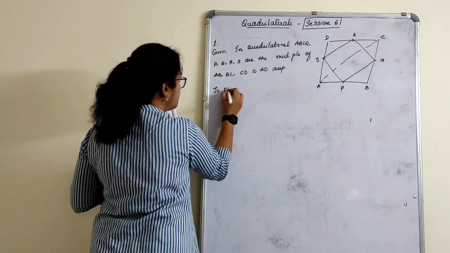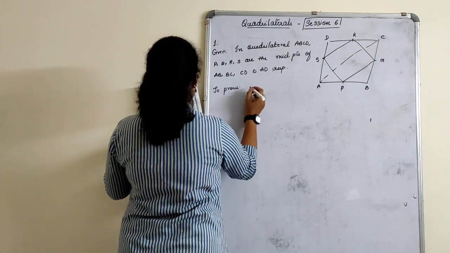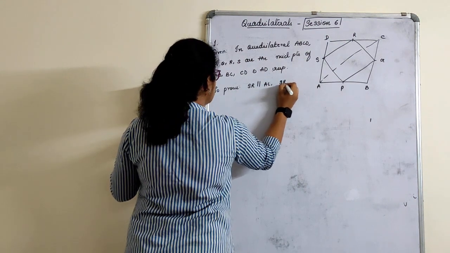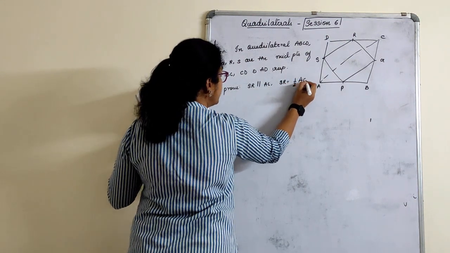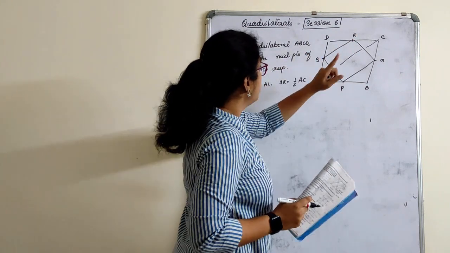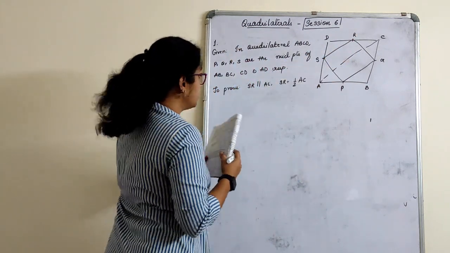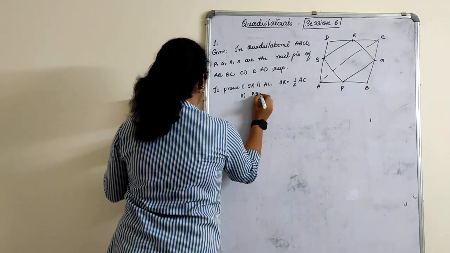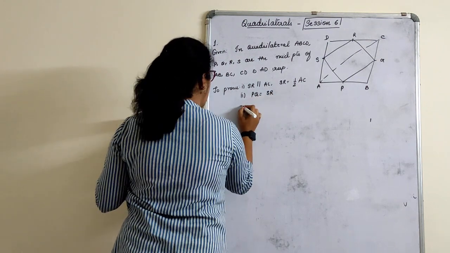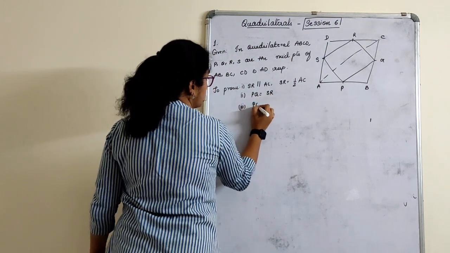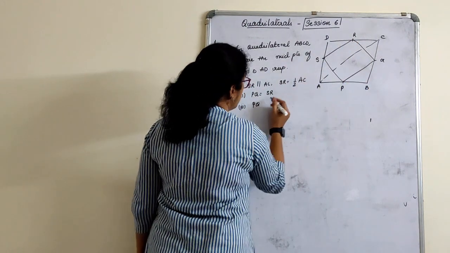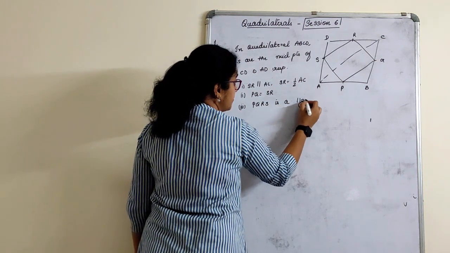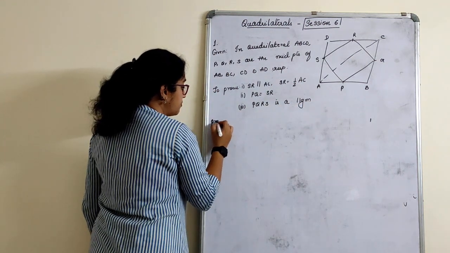What we have to prove? So we need to prove that SR is parallel to AC and SR is equal to half AC. This is the first one we have to prove. Second, we have to prove that PQ is equal to SR, and third, we have to prove that PQRS is a parallelogram. Right? We'll start from the proof.